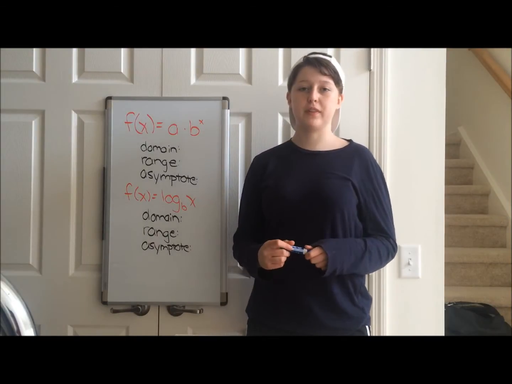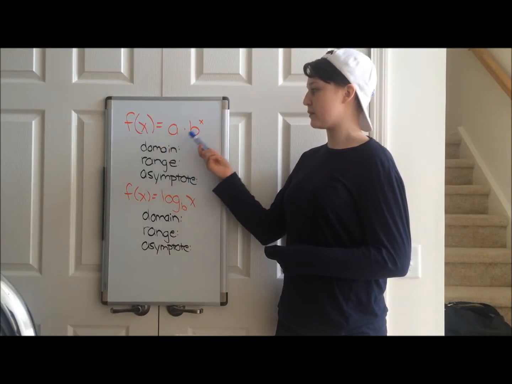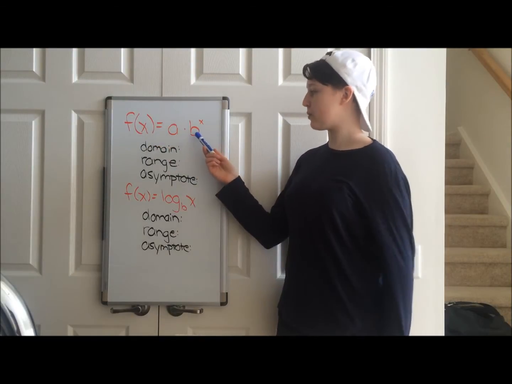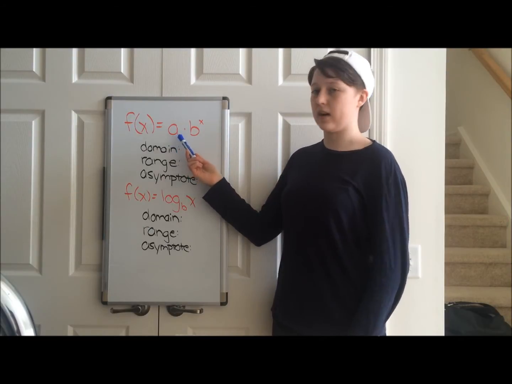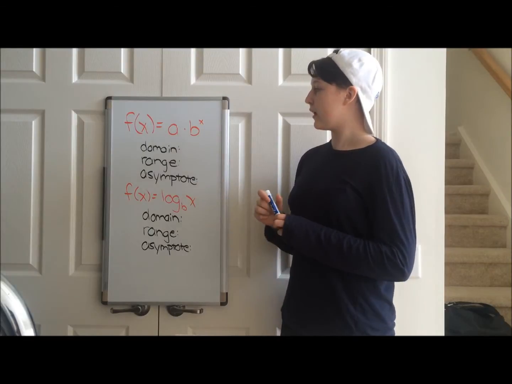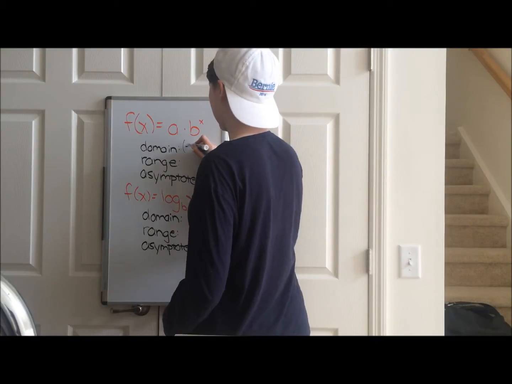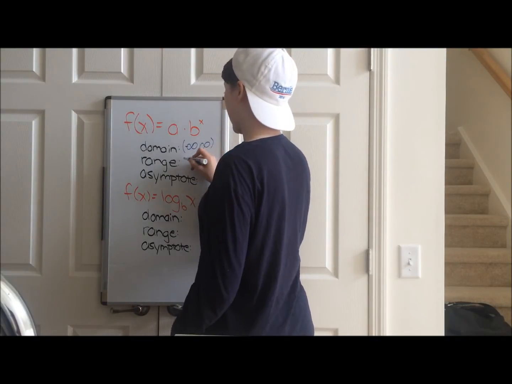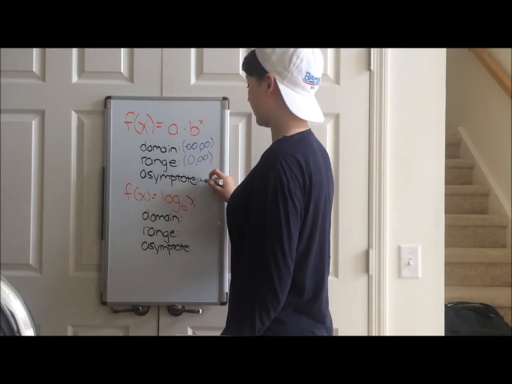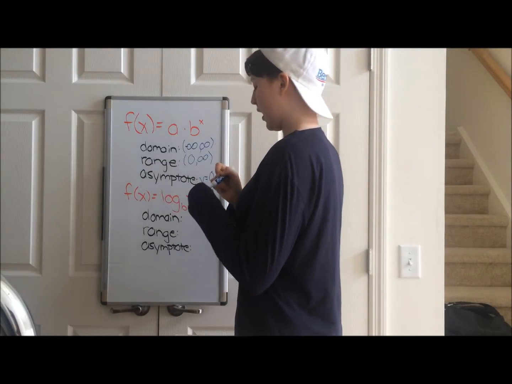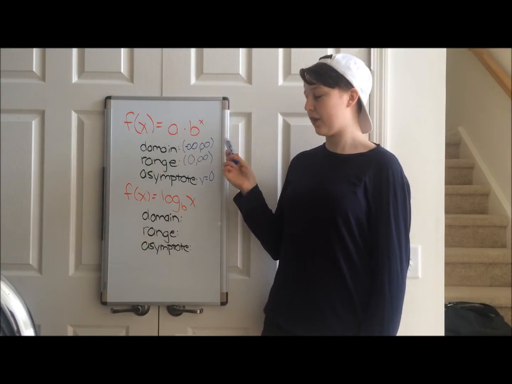To begin, we'll start with reviewing exponential functions. The standard form is f of x equals a times b to the x. In this form, b represents the base, x is the exponent, and a is the constant that is multiplied by the quantity of b to the x. In this function, the domain is negative infinity to infinity, and the range is 0 to infinity, with an asymptote at y equals 0. Also, in this function, b has to be a positive integer other than 1.